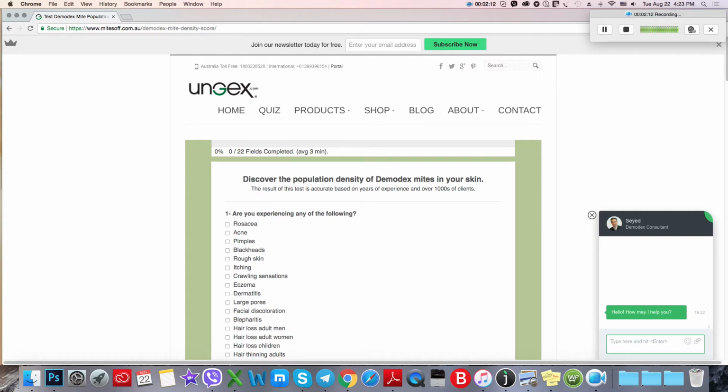So everybody has some mites. It's just the population density that determines whether your skin symptoms or skin problems can be related or linked to those mites. So that's what you'll see in this quiz. It's not asking whether you have mites or not, because latest research shows that 100% of adults have some mites. It's asking you to discover the population density. The higher the population, the more likely you are to have symptoms related to Demodex.